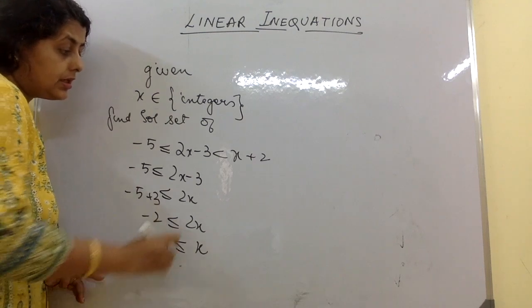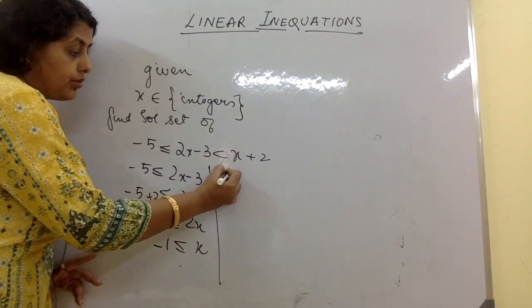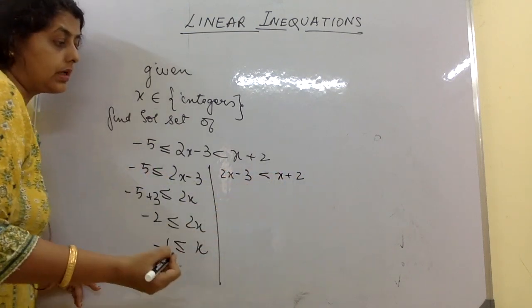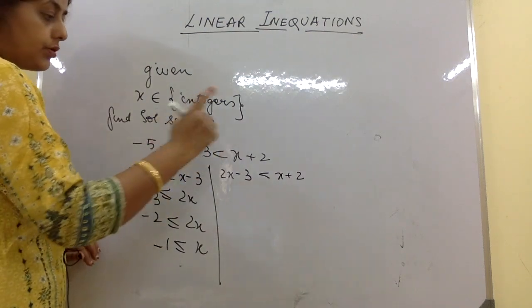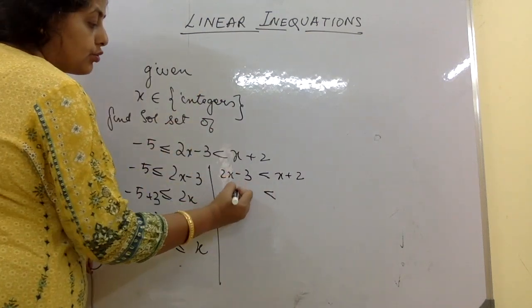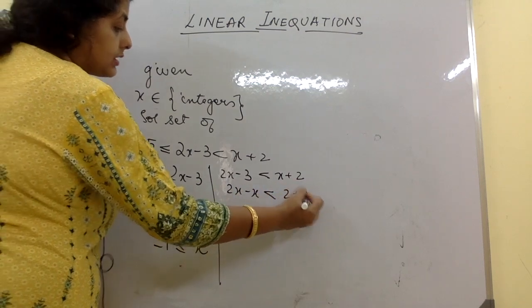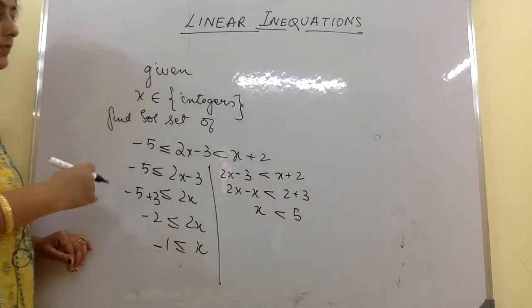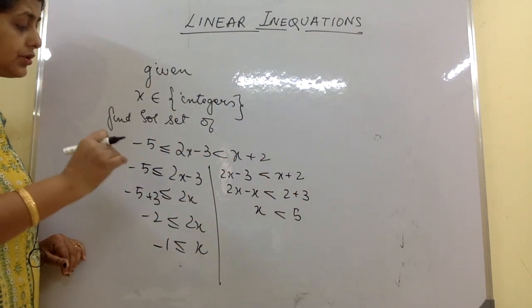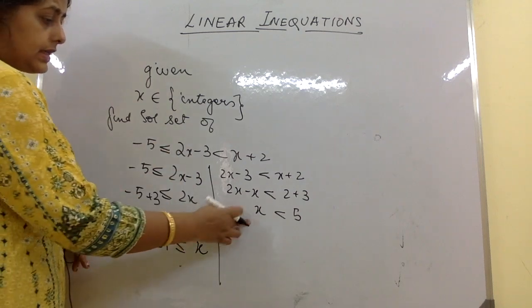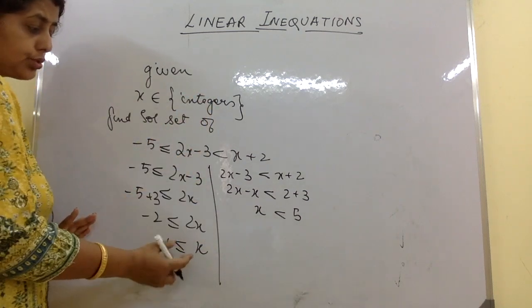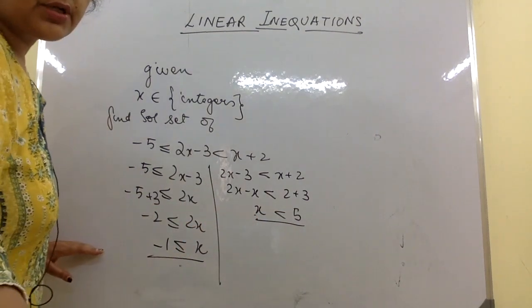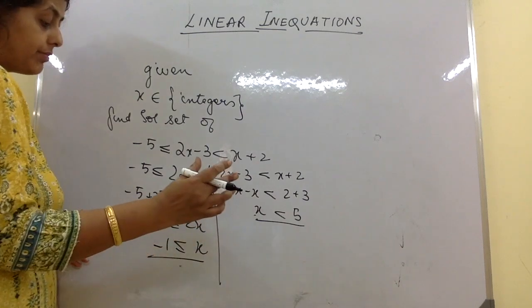Now I need to take the other one also, 2x minus 3 and x plus 2. You can even take this and this, no problem. So here this is 2x minus x, 2 plus 3. Note no changes. Okay, x is less than 5. So here this is my next inequation. Now my answer has to be made from these two inequations.